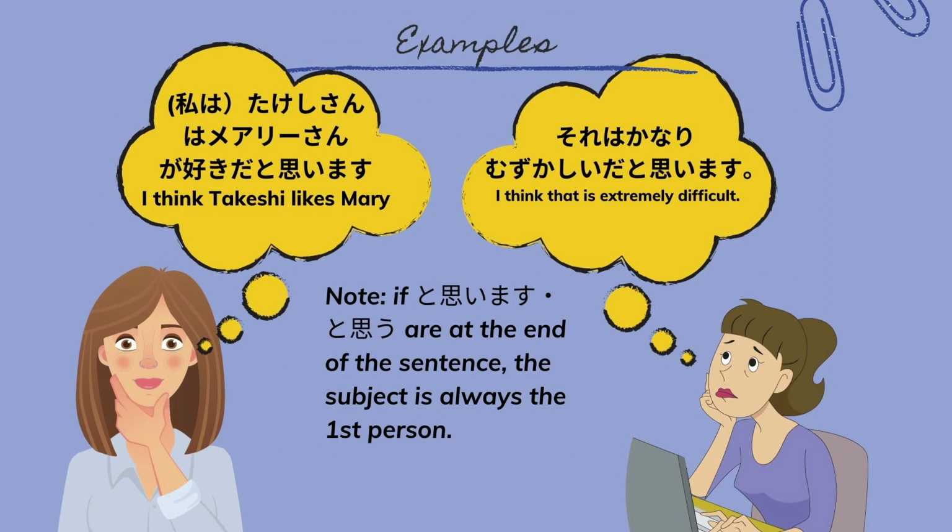Our first example is watashi wa Takeshi-san wa Mary-san ga suki da to omoimasu. I think Takeshi likes Mary. Sa tingin ko, gusto ni Takeshi si Mary. Next one is sore wa kanari muzukashii da to omoimasu. I think that it is extremely difficult. Sa tingin ko, sobrang hirap nito. Okay, note: if to omoimasu or to omou are at the end of the sentence, the subject is always the first person, meaning the one who is doing the thinking is the first person.